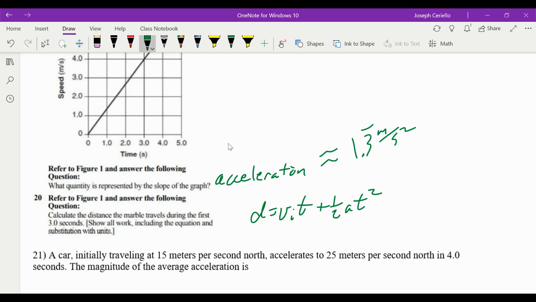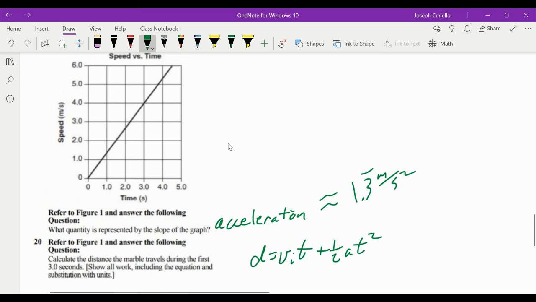Yes, you know the initial velocity is 0. But the acceleration you'd have to find, which is about 1.3. Maybe you made a mistake there, but you could use that equation. This would be 0. This would be 1.3. This would be 3. And don't forget to square that 3. But there's another way we know how to do this, and it's using the area.